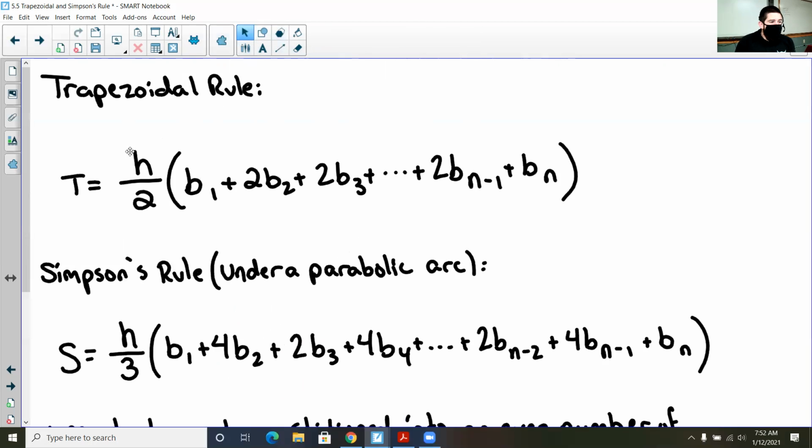So your homework tonight is just going to be using the trapezoidal rule for one problem and Simpson's rule for one problem. We'll see how it goes, and we will go from there. Good luck. I'll be in the Zoom if you need anything.